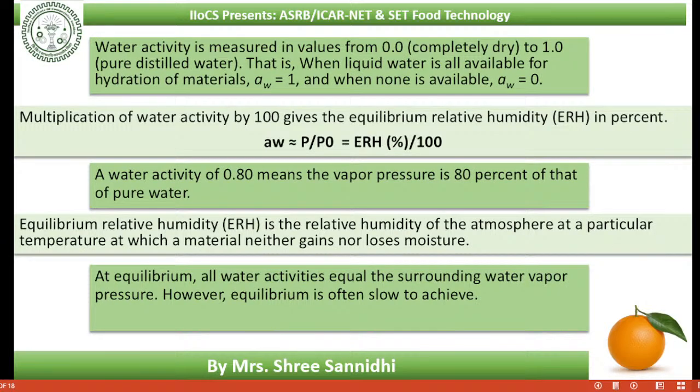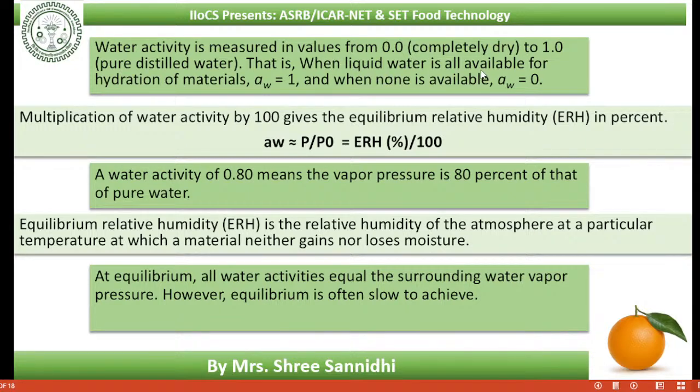Let us see how water activity is measured. Water activity is measured in values from 0 to 1. Okay, 0 is for the food product which is completely dry. Okay, need not be a food product. So any material which is completely dry without having even a little bit of water, the value of water activity will be 0. And for pure distilled water, it is 1. Okay, that means the range of water activity is between 0 to 1.